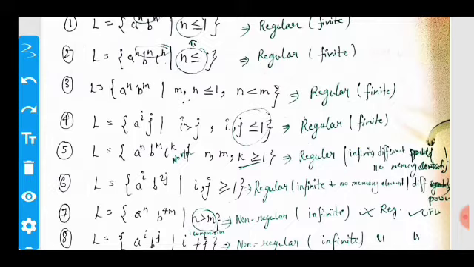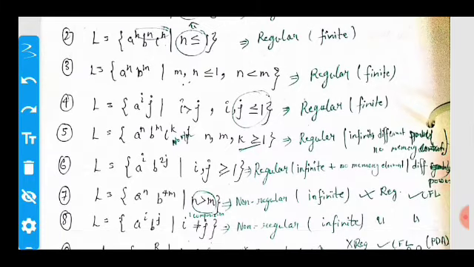L equal to a to power of i, b to power of j such that i comma j is greater than equal to 1. So we say that it is an infinite solution, but here there is no need of a memory element, plus the powers of a and b are different, so we say that it is a regular language. Now move on to the next question.